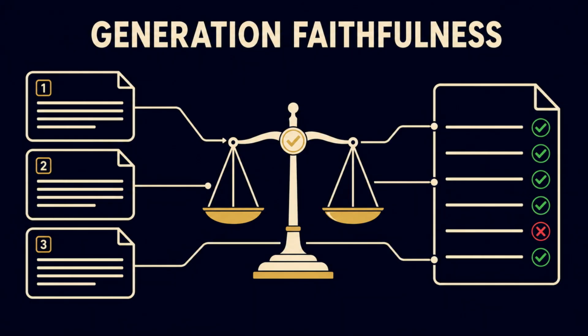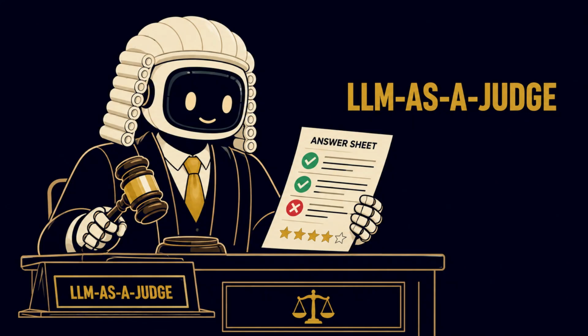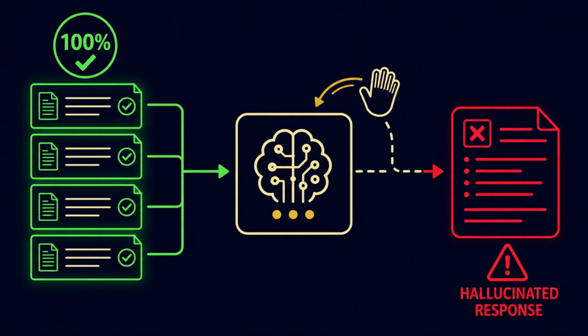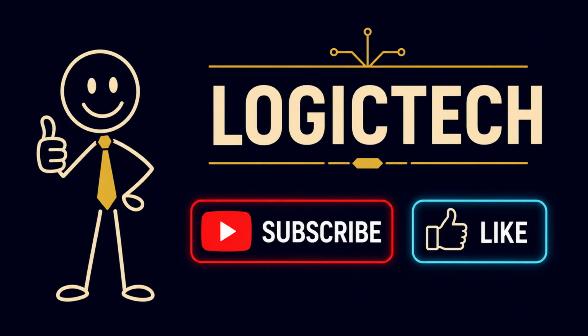Generation evaluation is separate. Given the chunks the model actually received, did it stay faithful to them or add stuff that is not actually supported? Usually checked by having another LLM act as a judge. And here's the scary part, a system can have perfect retrieval and still give a bad answer if the generator just ignores what it was handed, which is exactly where we are headed next.